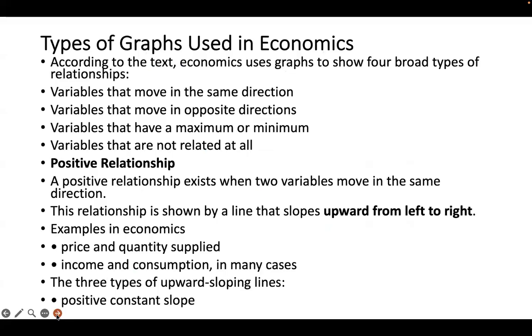Types of graph used in economics. In economics, we use graphs to show 4 broad types of relationships. The variables that move in the same direction and the variables that move in opposite directions. And also variables that have a maximum or minimum points, as well as variables that are not related to each other.